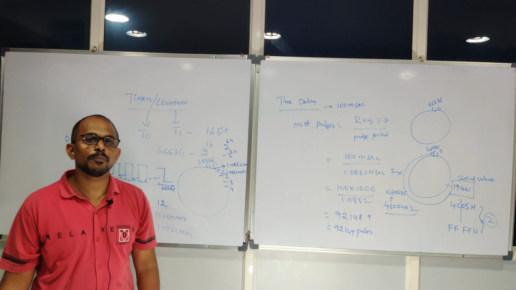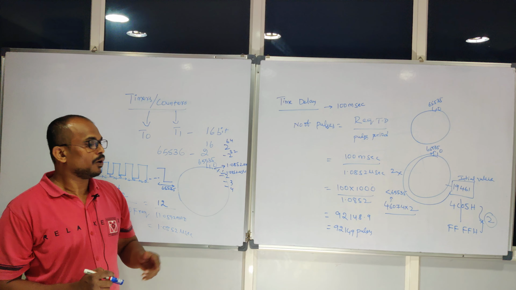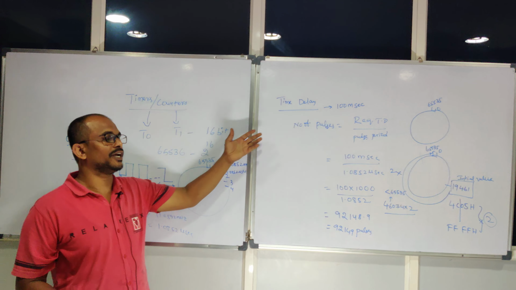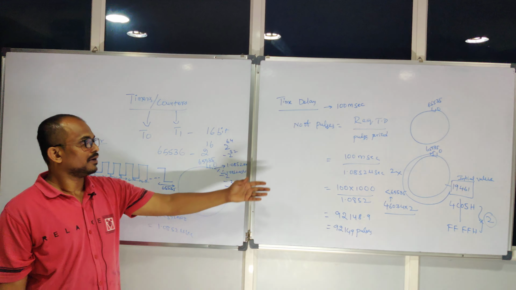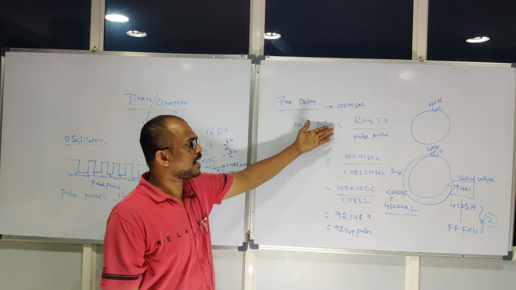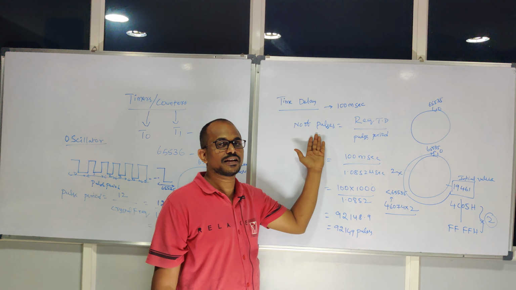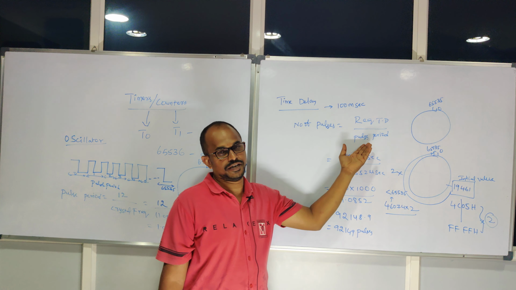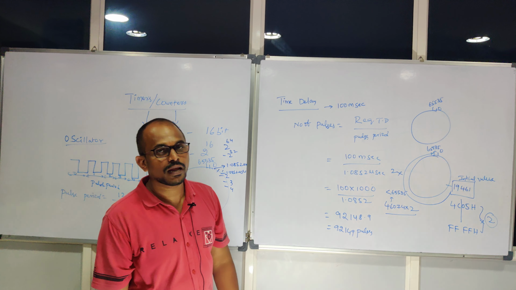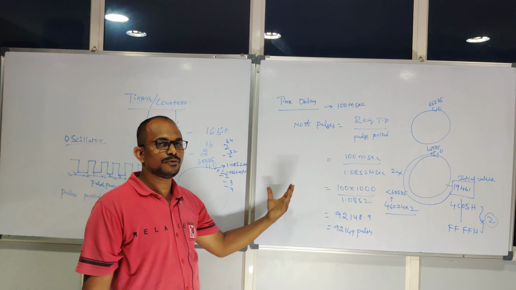Now what is the number of pulses I need to count? For that you need to know how many pulses I need to count to get my exact time delay of 100 milliseconds as per my application. Now for 100 milliseconds time delay, the formula is very clear: number of pulses equals required time delay divided by the constant pulse period. So what is your required time delay here? I am just applying 100 milliseconds, and what is the pulse period?